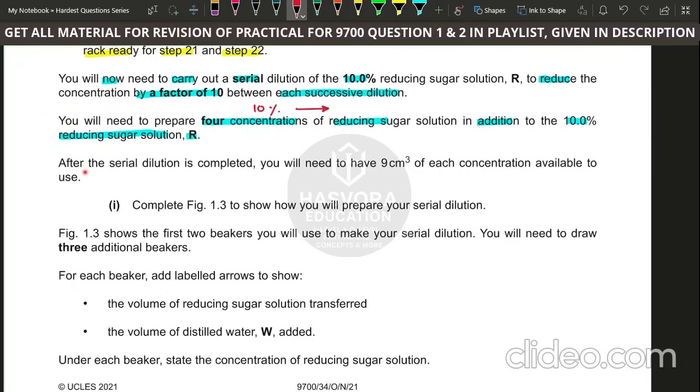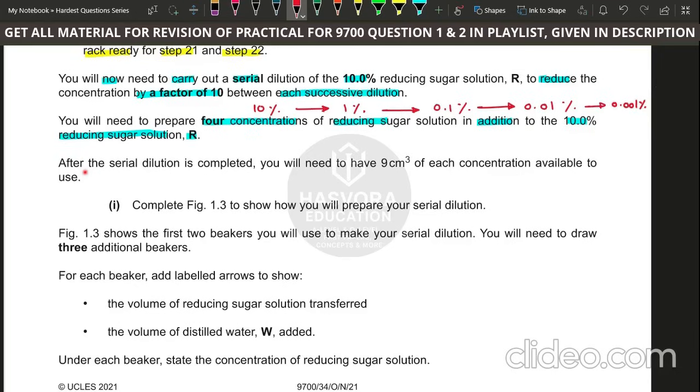Just divide by 10. So it will be 1%, then again it will become 0.1%, then again it will become 0.01%. So now I have three other solutions in addition to the 10%, and one more, which will be 0.001%. So this will be the concentration that you have to prepare.